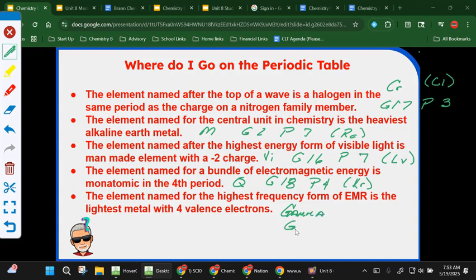GA, I believe, right? Okay. What group are we talking about here? 4 valence electrons, lightest metal. What group?